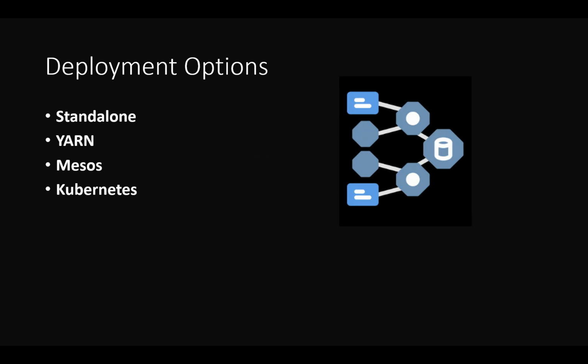Now let's go to the deployment options. What are the deployment options? We have Standalone, we have Yarn, Mesos and Kubernetes. Let's look at each of these in detail.